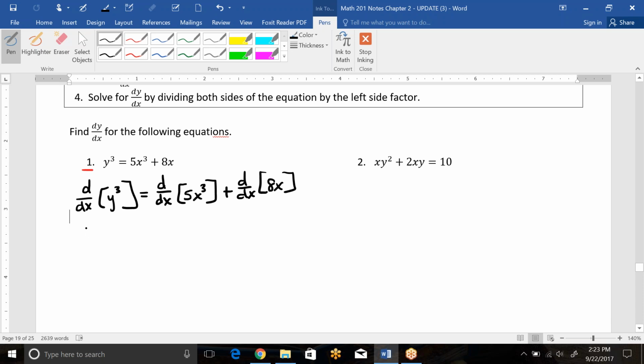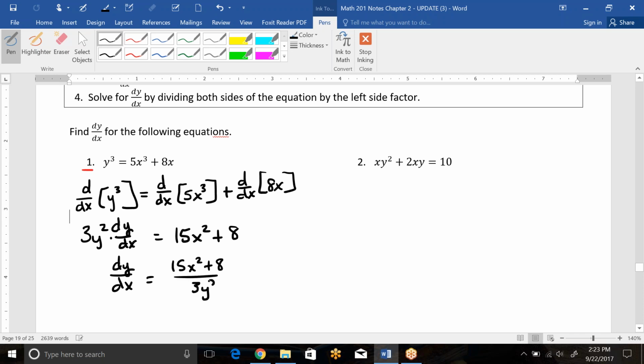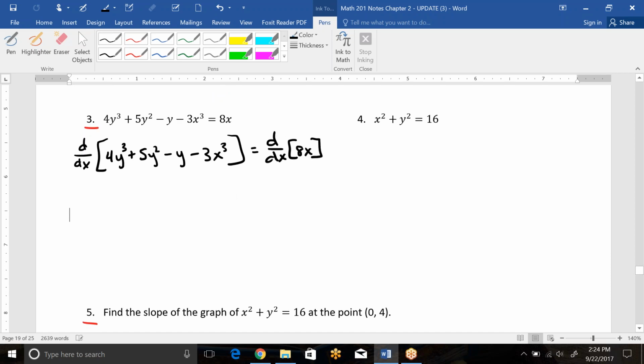So we're going to be taking the derivative of y cubed with respect to x. That would be 3y squared, but because it's not the right variable for our respect, we get a dy dx chained along. 5x cubed is an x, so this is going to be 15x squared. 8x is also an x, so the derivative of that is just 8. To solve for dy dx on this one, you just have to divide over the 3y squared. So that one was pretty simple. The price you pay for doing a derivative implicitly is that you end up having x's and y's both in your formula for your slope.